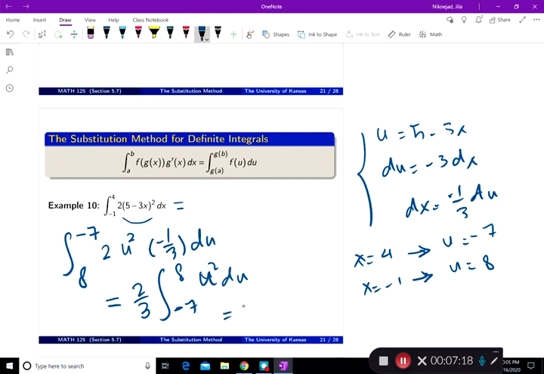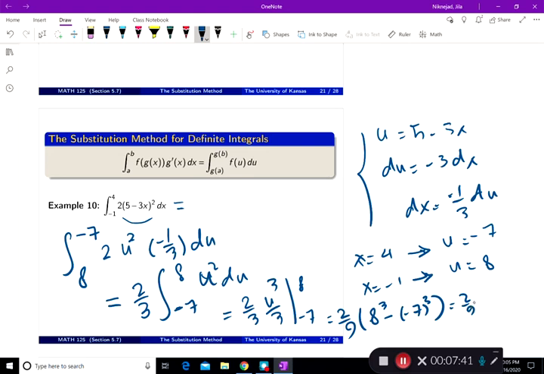And that is 2/3 u to the power 3 divided by 3, from -7 to 8. And that is 2 divided by 9, 8 to the power 3 minus 7 to the power 3, which is 2/9 of 8 to the power 3 plus 7 to the power 3.